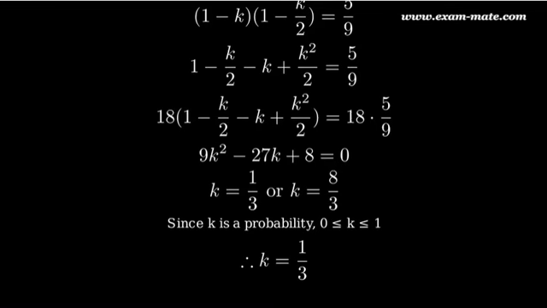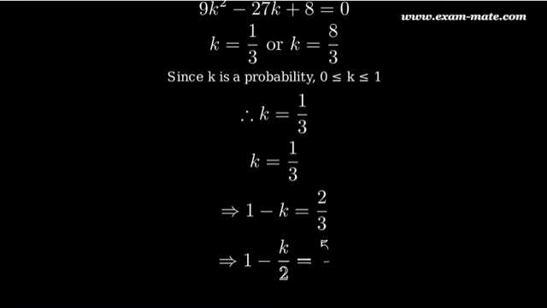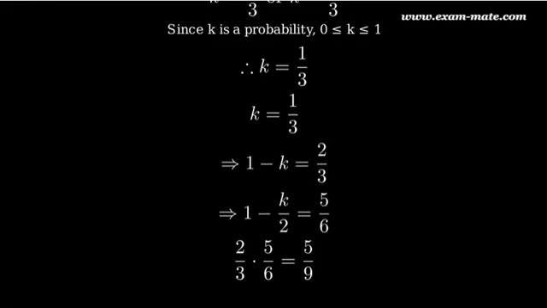Let's verify our answer. When k equals 1/3, the probability of not nesting in spring is 2/3, and the probability of not nesting in summer is 5/6. Multiplying these gives us 5/9, which matches our original condition.